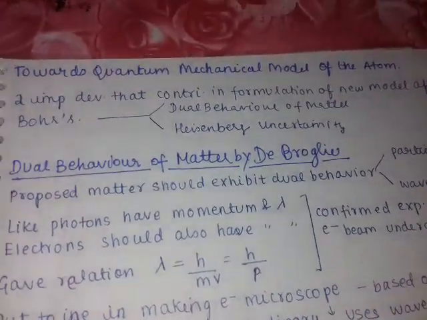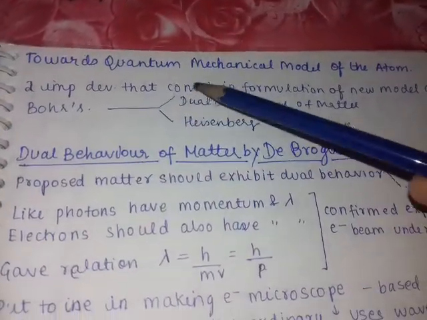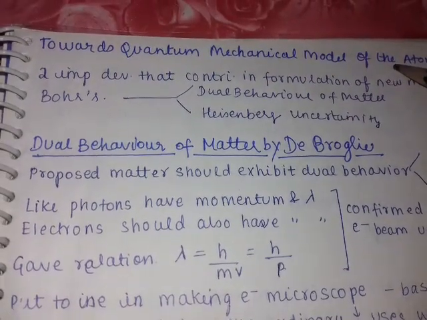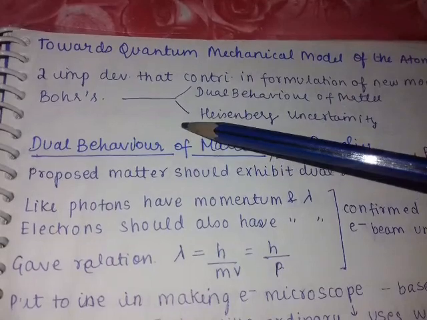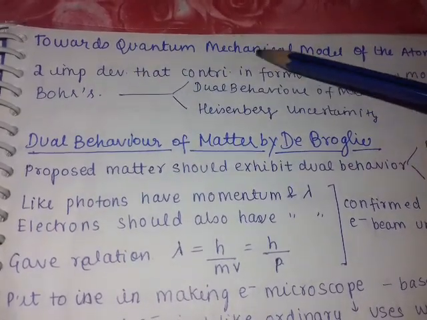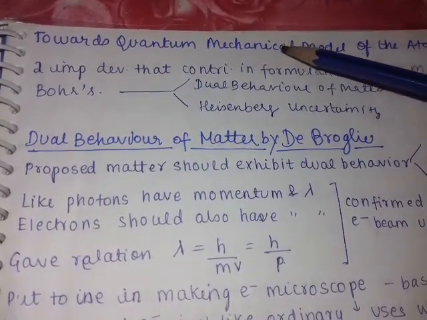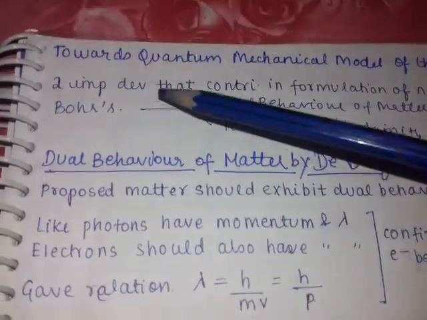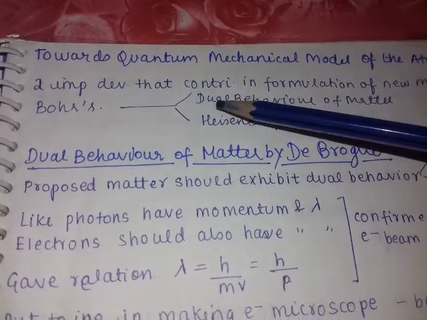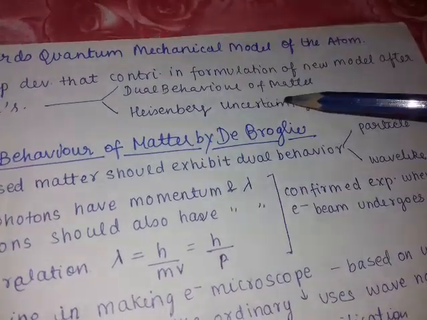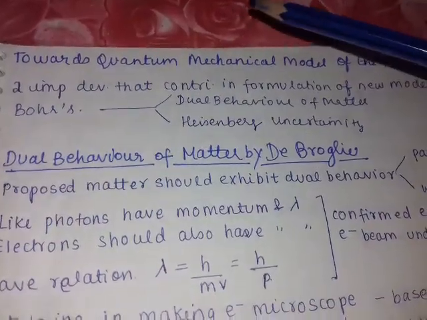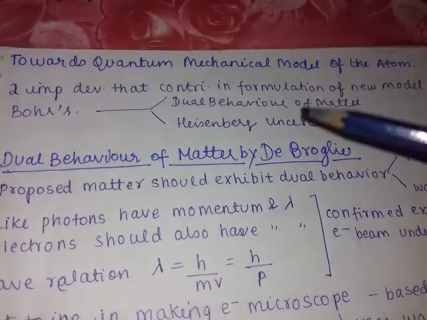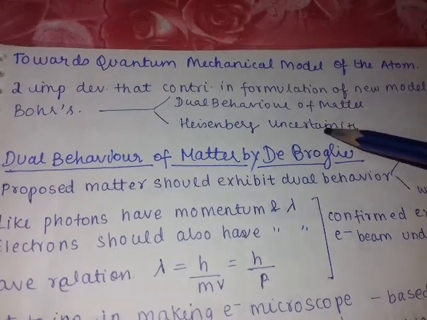Hello students, in this video we'll study about towards the quantum mechanical model of atom. This is the quantum mechanical model which was proposed after Bohr's model, after the failure of Bohr's model. There were two developments which led to the contribution of this new model after Bohr's model. So there were two things that came into being at that time.